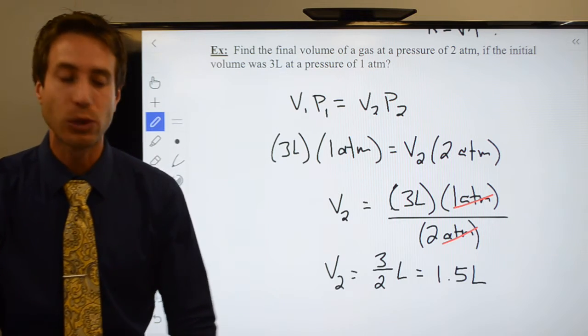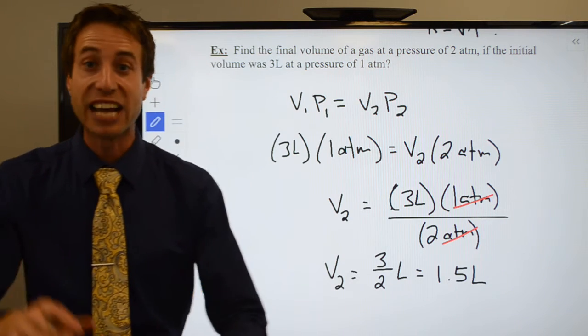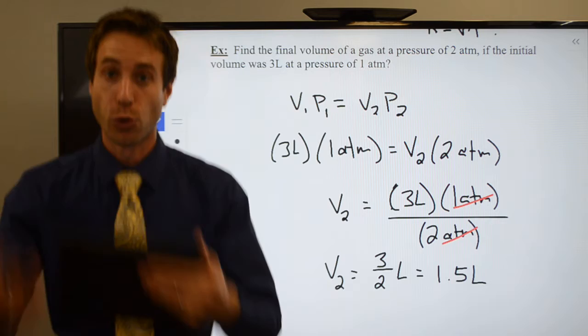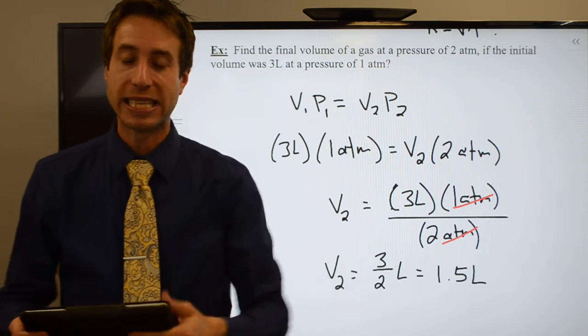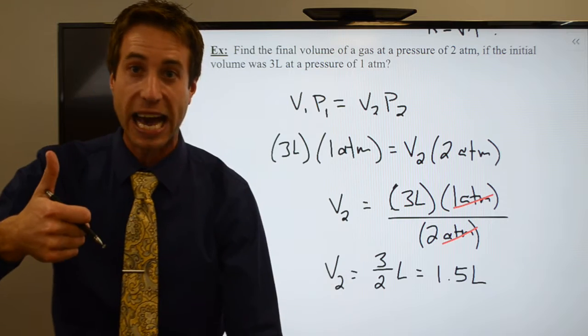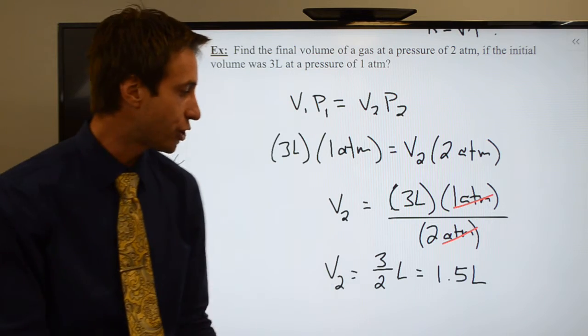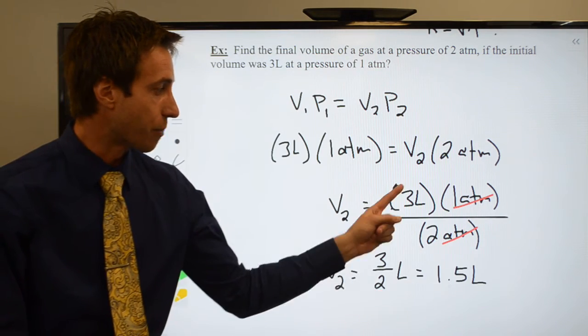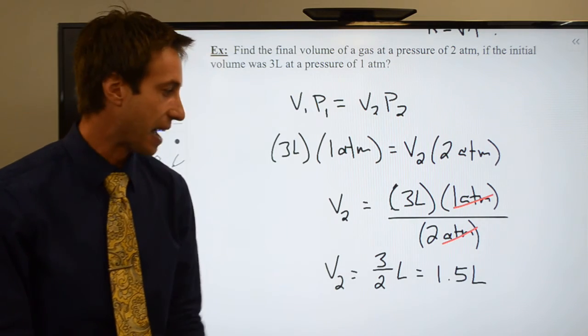And exactly what we just said happened. I know that the pressure went up. I went from 1 atm to 2 atm. If I increase the pressure and it's an inverse relationship, the volume's got to go down. It has to. It's an inverse relationship. That's exactly what happened. I went from 3 liters down to 1.5 liters.